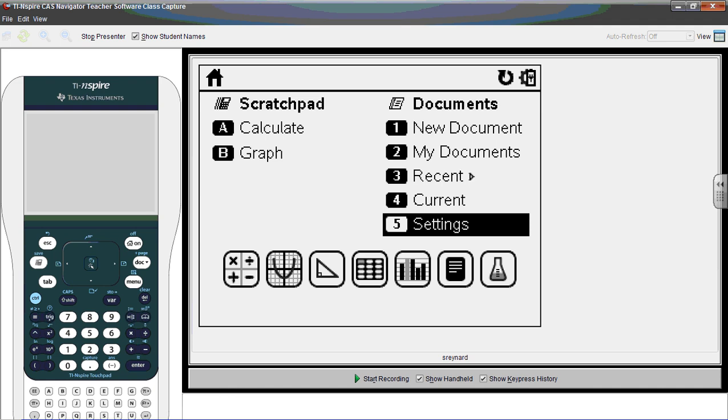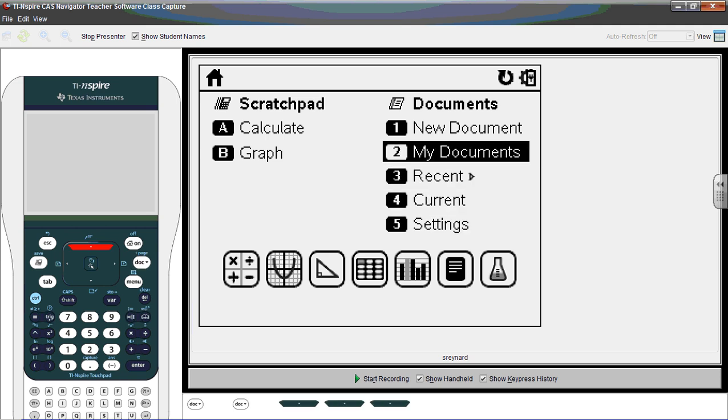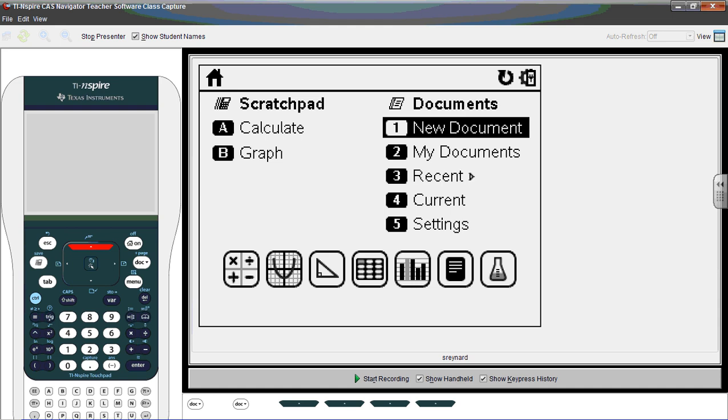Don't save the unsaved document. Then you want to go to new document, and I want you to add a graph.